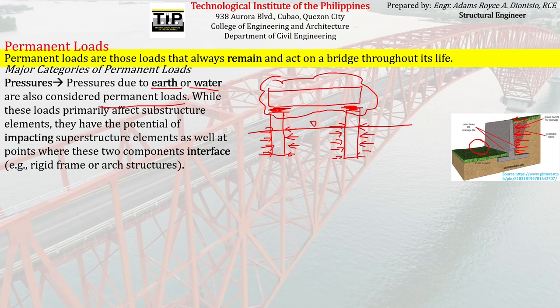So may effect yung earth tsaka water pressure sa superstructure dito sa point of connection or interface ng superstructure tsaka ng substructure. Okay? So since may effect yan, you have to consider that as a load whenever we design a bridge or an element of a bridge. Okay, just like an abutment. Ito, you can treat this as an abutment. Parang ganito yung abutment eh.